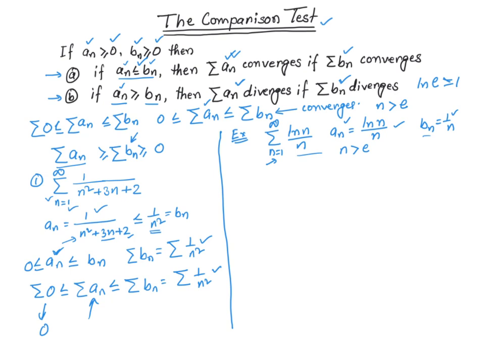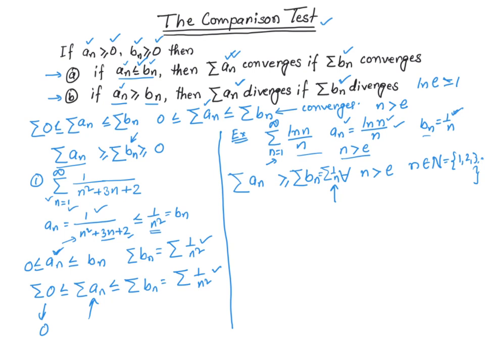So now, obviously, ln n is going to be bigger than 1 all the time, right? When n is greater than e. So that tells you an is greater than or equal to bn, okay? For all n greater than e, where n is a number from the set of natural numbers, 1, 2, 3, and so on. Now, of course, summation an must then be greater than or equal to summation bn, which is nothing but summation 1 over n. That is nothing but the harmonic series.